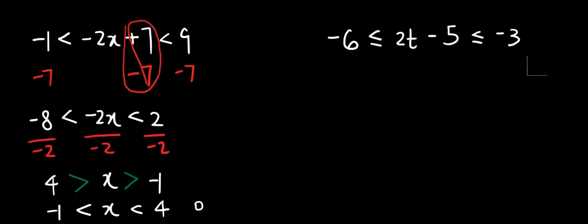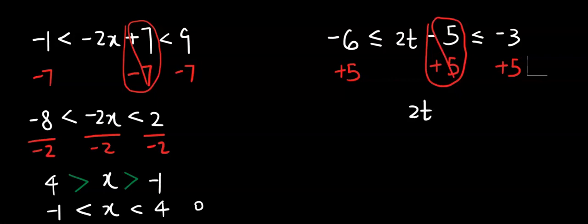Same idea. We want to isolate t. Therefore, add 5 to all three parts. Now, we have 2t. Copy down the rest. -1, and this gives us 2.